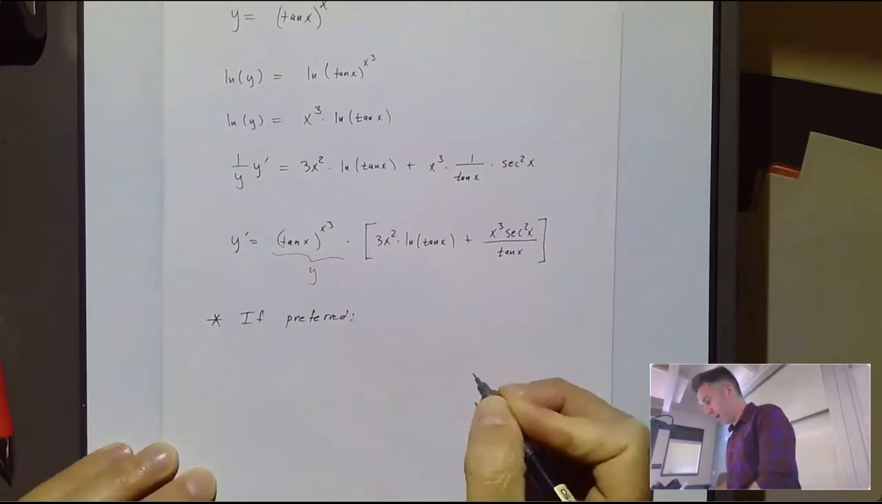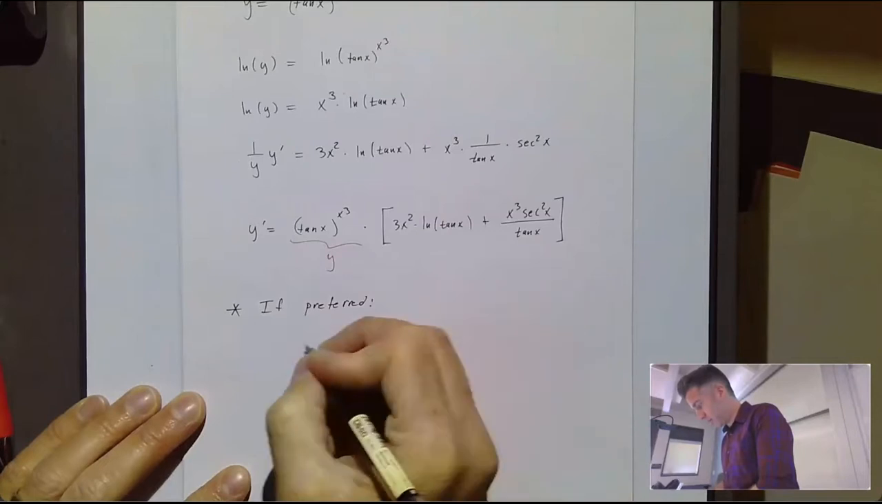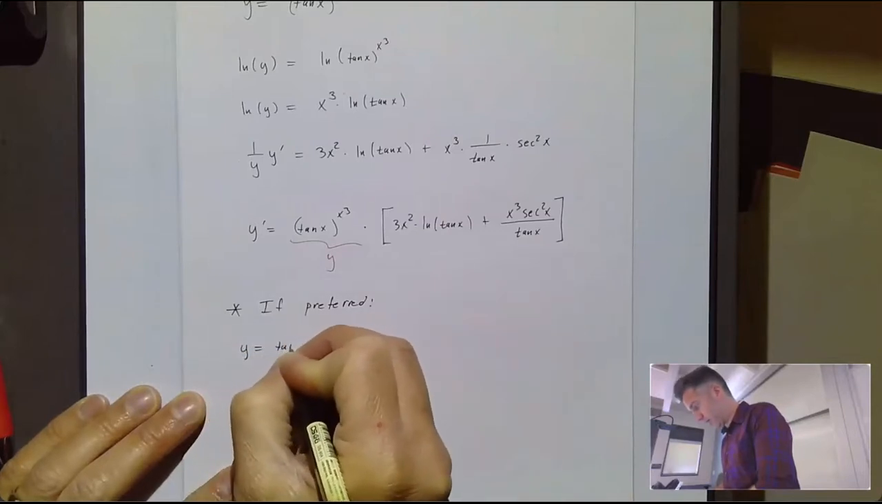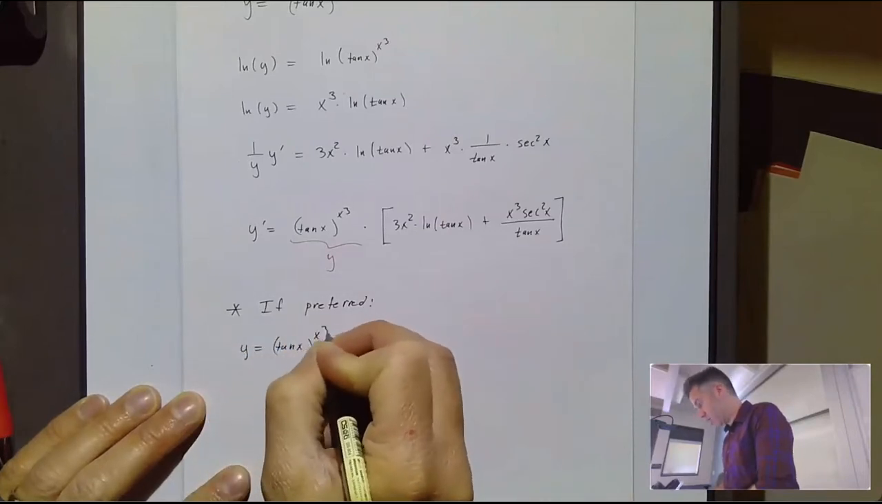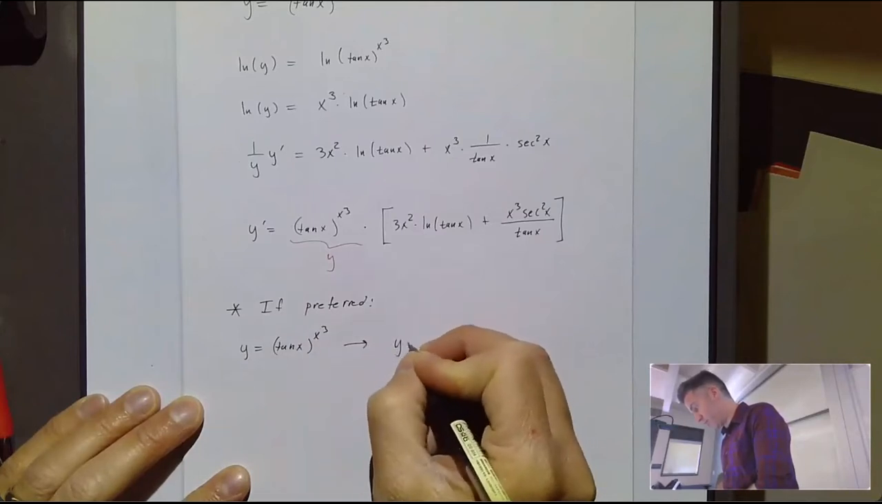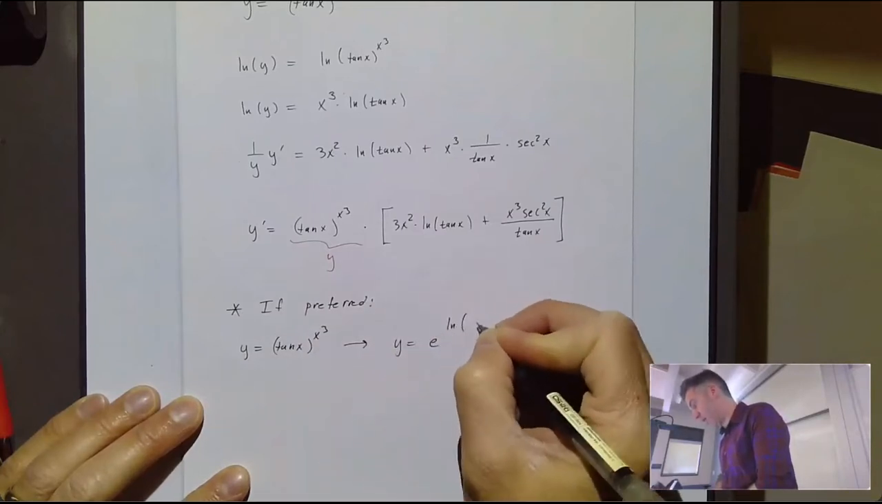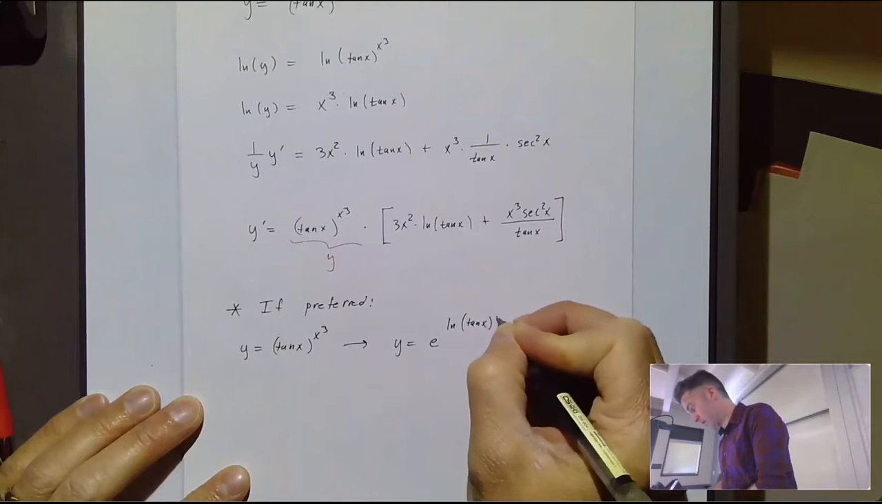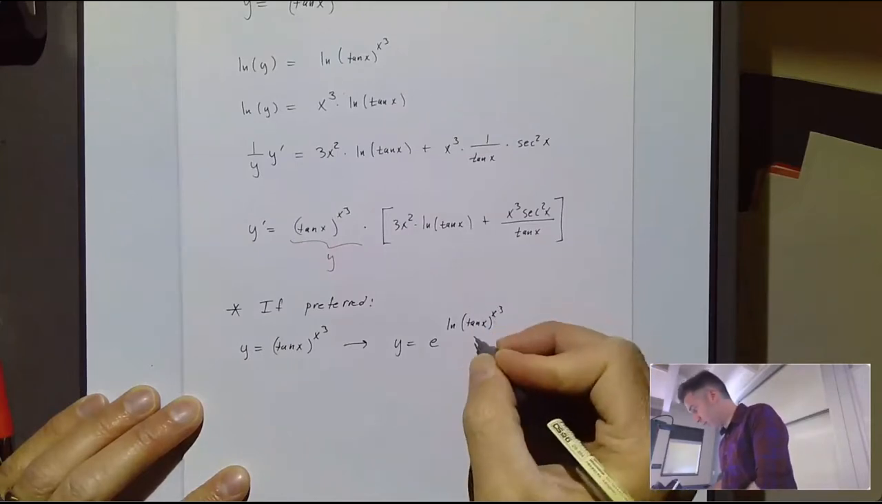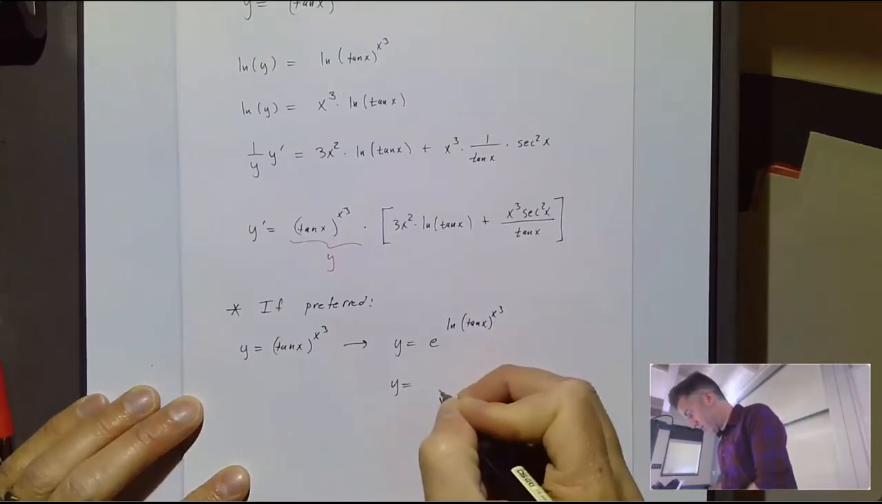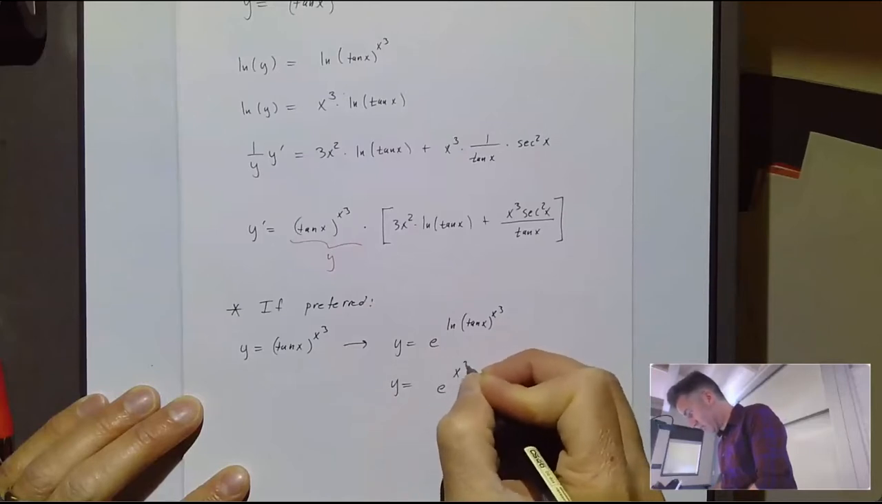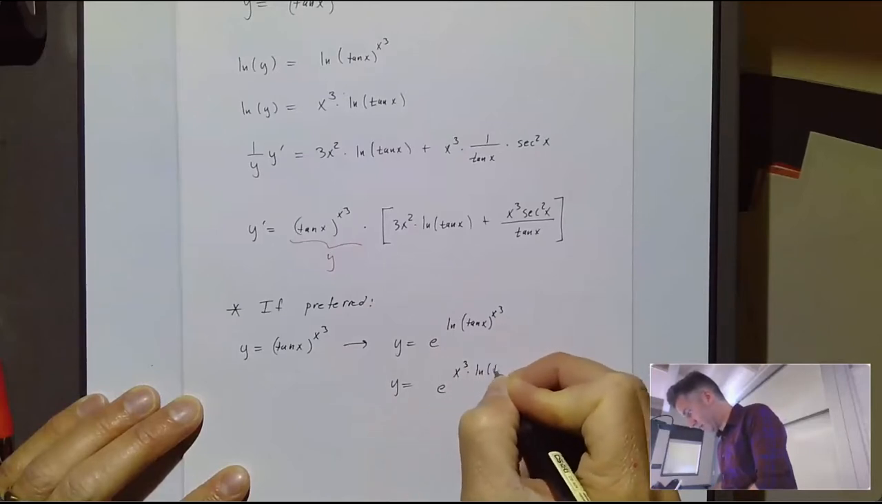you could write the following: y equal to tangent of x to the x cubed. You could rewrite this as y equal to e to the natural log of tangent of x to the x cubed, and then rewrite that as y equal to e to the x cubed times the natural log of tangent of x.